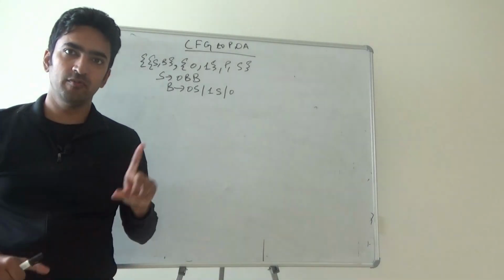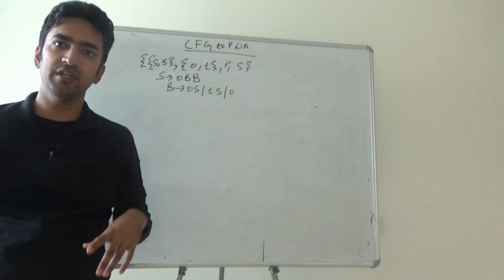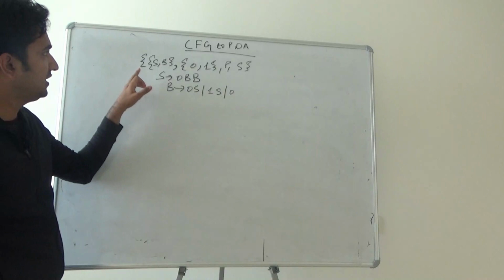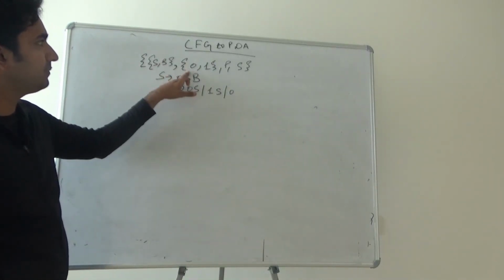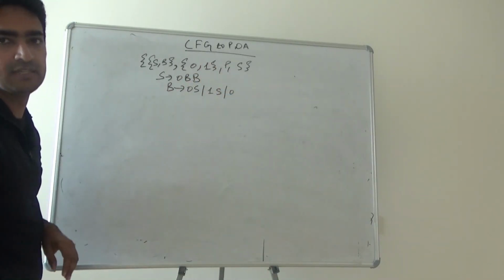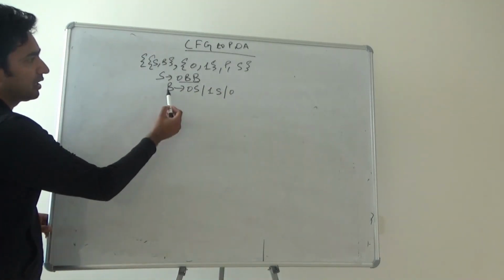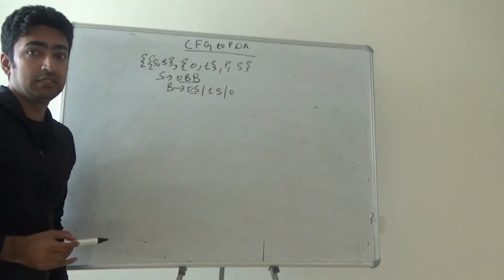In today's video we will be doing the conversion of CFG to PDA. In the last video we converted PDA to CFG. There are certain rules. Now your CFG is by default given to you with two non-terminals S and B, terminals 0 and 1, P is the production rules and S is the starting symbol. So we have S given the value 0BB, and B is given the values 0S, 1S and 0.